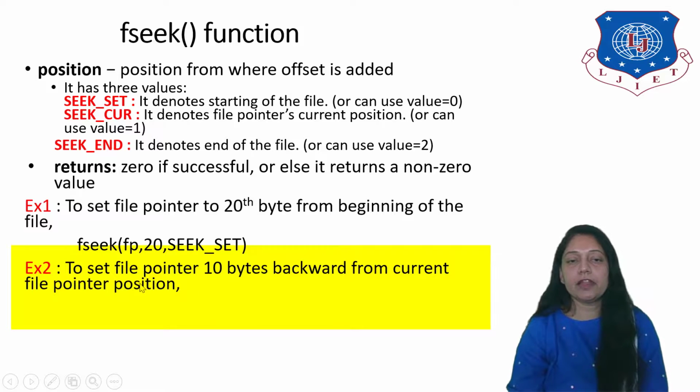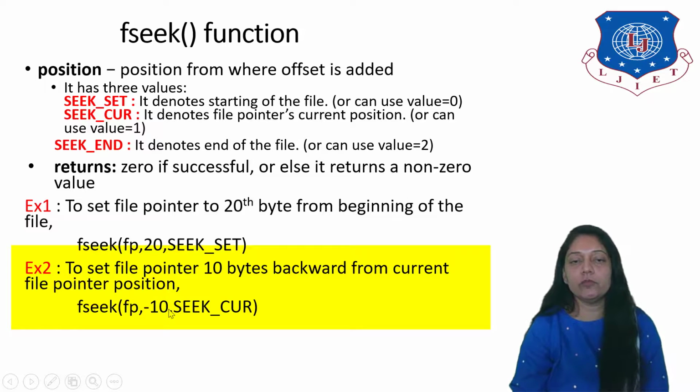Let's see another example. If I want to move 10 bytes backward from the current file pointer position, what you will do is in offset you will give a negative value. -10 means you are moving backward. If you give a positive value, you are moving forward from the current file pointer position. So in case of position, we'll write SEEK_CUR. In the third argument, you can write 1 also.